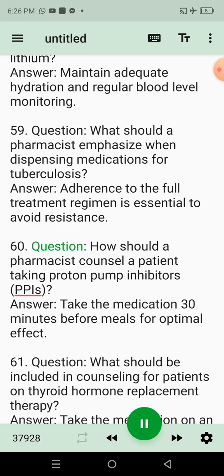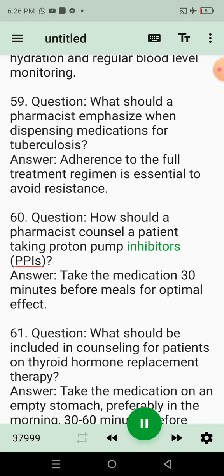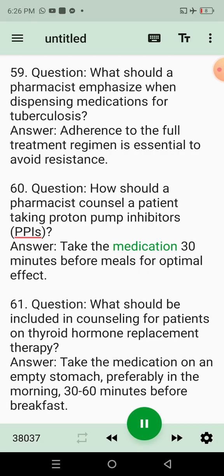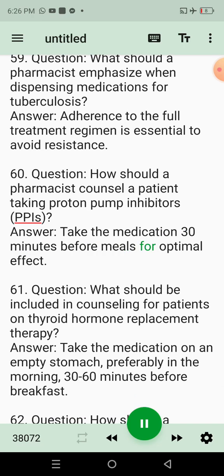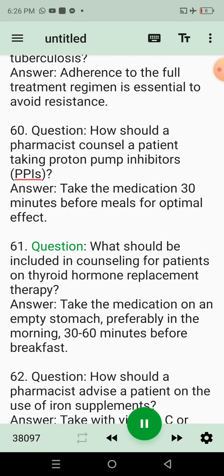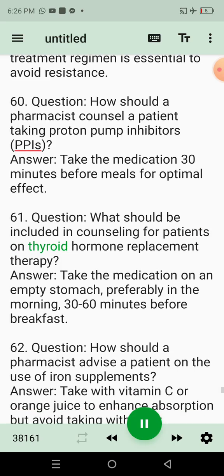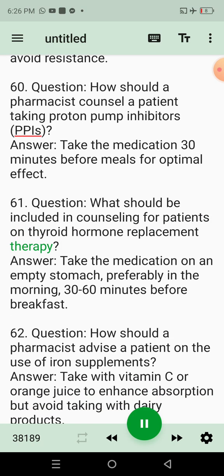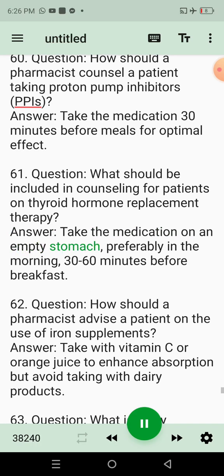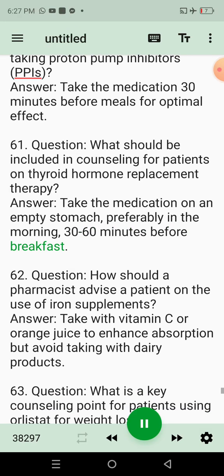60. Question: how should a pharmacist counsel a patient taking proton pump inhibitors (PPIs)? Answer: take the medication 30 minutes before meals for optimal effect. 61. Question: what should be included in counseling for patients on thyroid hormone replacement therapy? Answer: take the medication on an empty stomach, preferably in the morning, 30 to 60 minutes before breakfast.